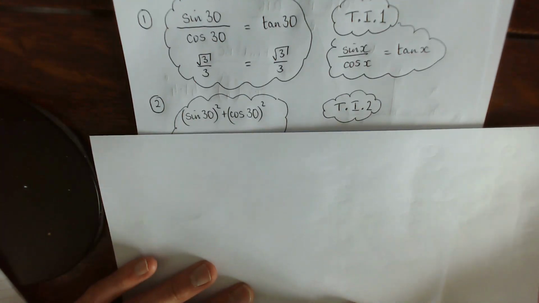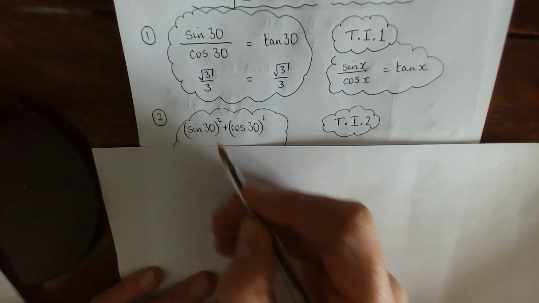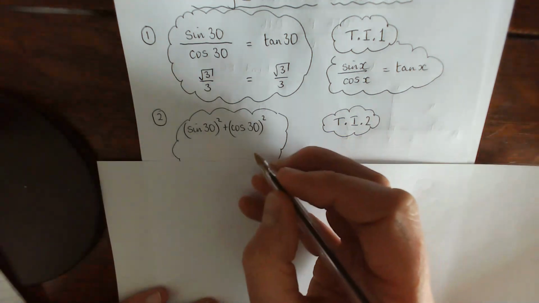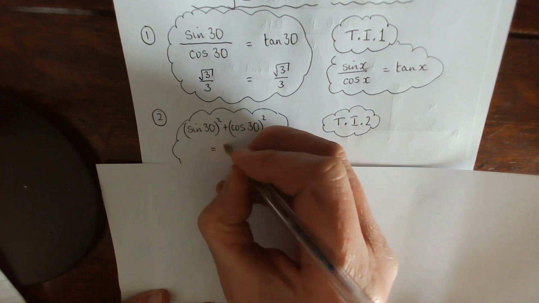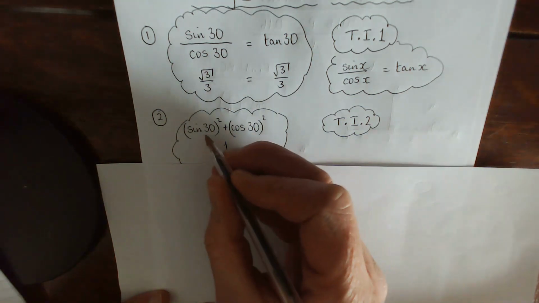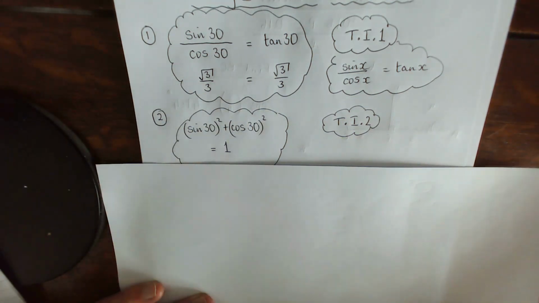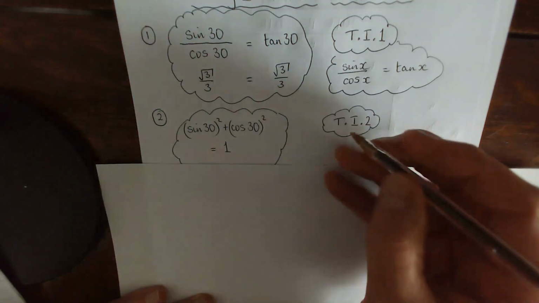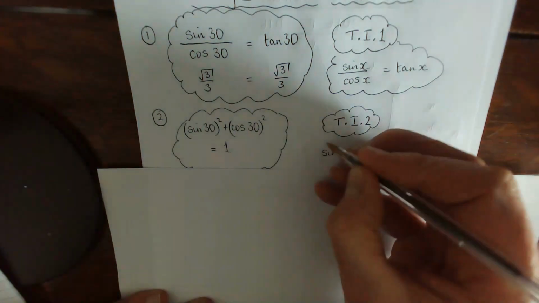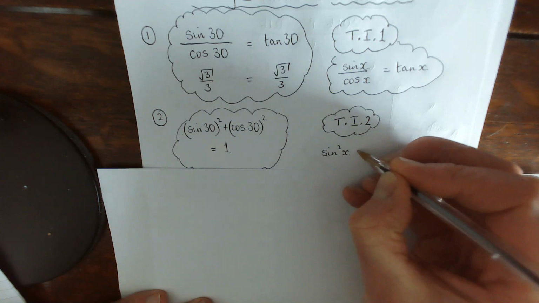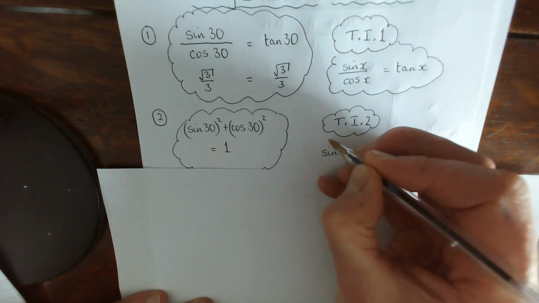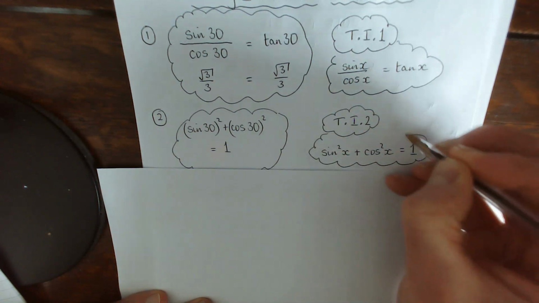Second one. This time I'm going to do sin 30 and then square it, cos 30 and then square it. And if you did the same in your calculator, you will get an answer equal to 1. If you do that for sin 45 and cos 45, or any value, you will still get a value of 1. And that gives me trig identity 2. Now, rather than writing sin x in a bracket squared, they get rid of the bracket and they write it like that. So that is my trig identity 2, my TI2.